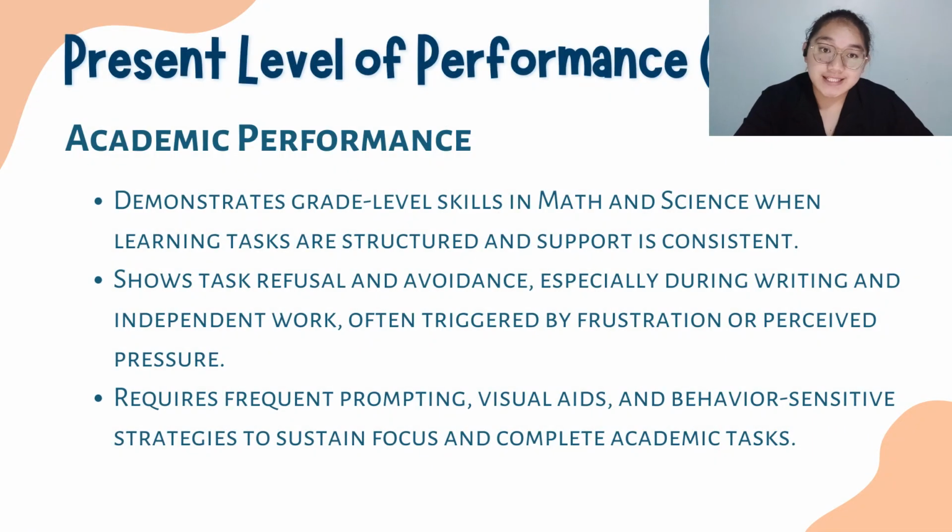Now, let's move on to present level of performance. So, under academic performance, yung math and science skills naman niya is tugma sa grade level niya. But, he still shows task refusal and avoidance, especially during writing and dun sa mga individual activities. Kasi, na-frustrate siya and na-pressure siya. And requires frequent prompting, visual aids, and behavioral sensitive strategies to help him maintain his focus and complete academic tasks.